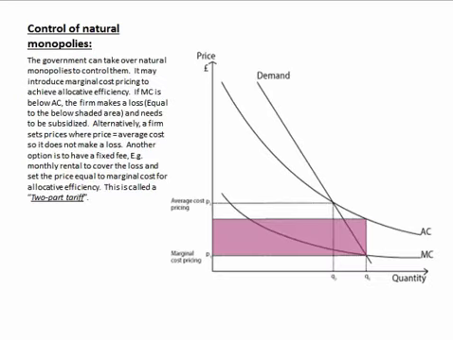Control of natural monopolies. The government can take over natural monopolies to control them. They may introduce marginal cost pricing to achieve allocative efficiency. If the marginal cost is below the average cost, the firm will make a loss equal to the shaded area, and as a consequence of this, it needs to be subsidised. Alternatively, a firm sets its price where price equals the average cost so it does not make a loss. Another option is that it has a fixed fee, for example a monthly rental, to cover the loss and set the price equal to the marginal cost for allocative efficiency. This is called a two-part tariff.